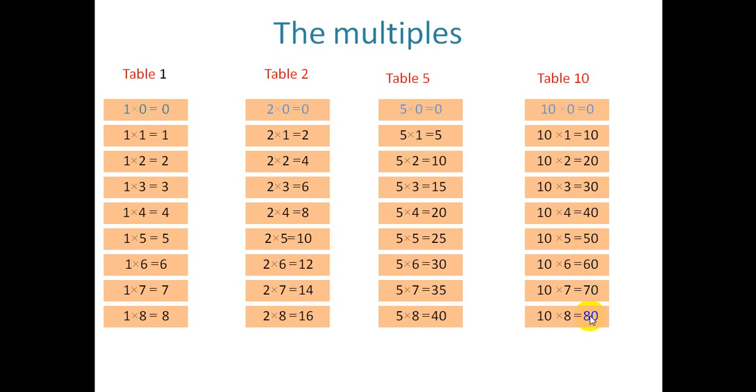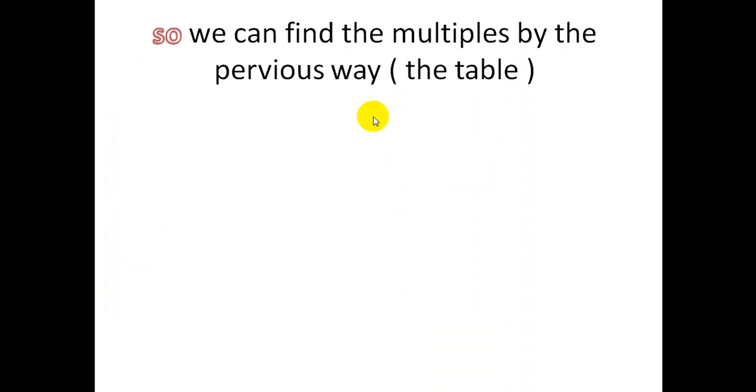Another one. I want another multiple of 10. Okay, let's make 10 times 8. 10 times 8 gives me 80. So 80 is a multiple of 10. Okay, Junior 4, look here. We have two ways to get the multiples of any number. How? The first way here is the table. We can find the multiples by the previous way in the table, like table 1 and 2 and 5 and 10. We can find all the multiples of 1 by the table, all the multiples of 2 by the table, all the multiples of 5 by the table, and all the multiples of 10 also by the table.